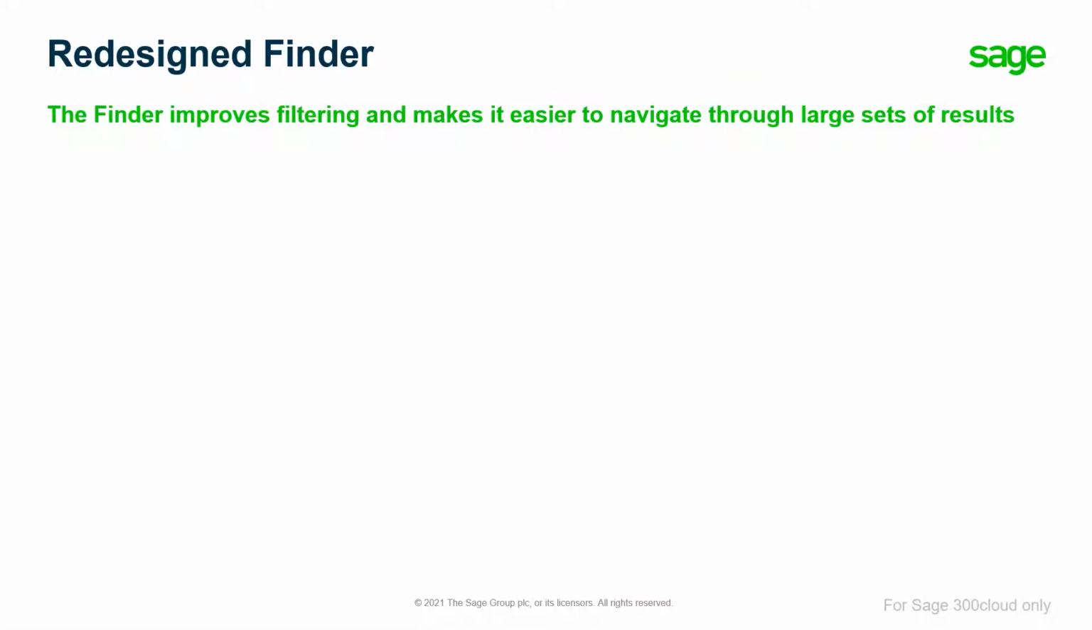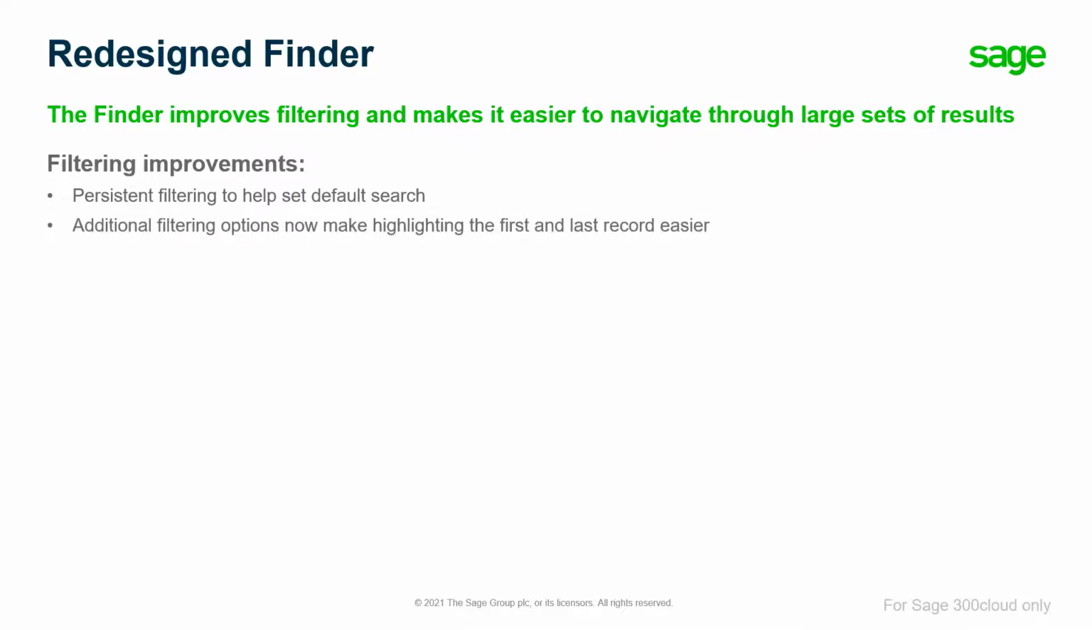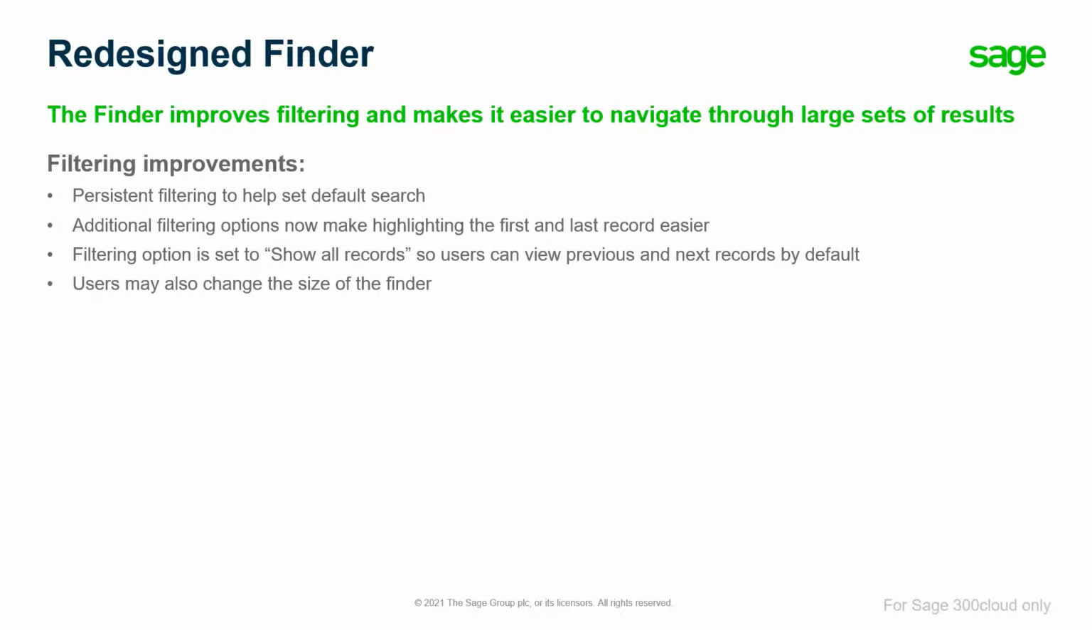The redesigned Finder improves filtering and makes it easy to navigate through large sets of results. The addition of persistent filtering helps set default search that enables the users to use same previously used criteria for future searches. Additional filtering options now make highlighting the first and last record easier. By setting the filtering option to show all records, users can view previous and next records by default. Users may also change the size of the Finder for a quicker look at the records.